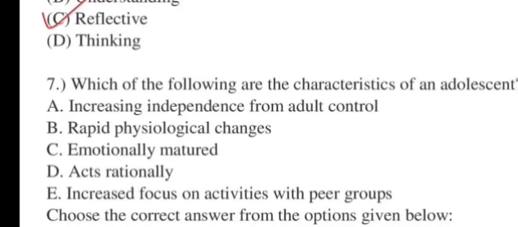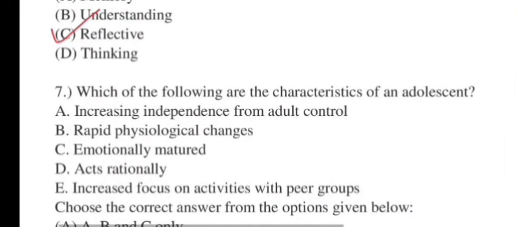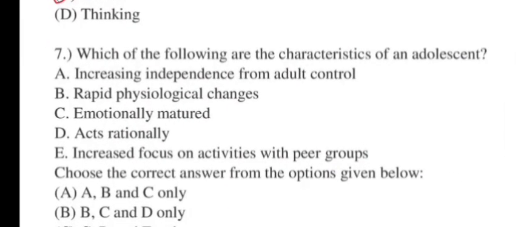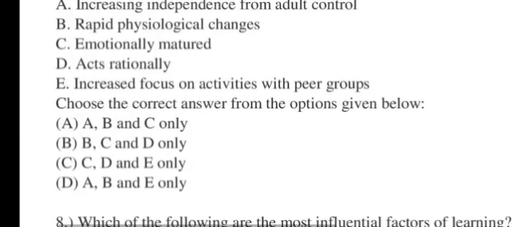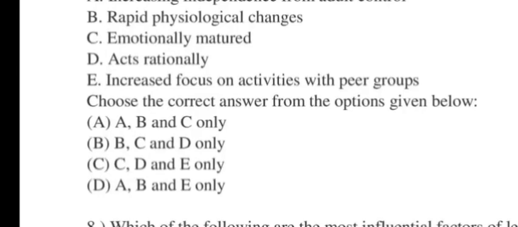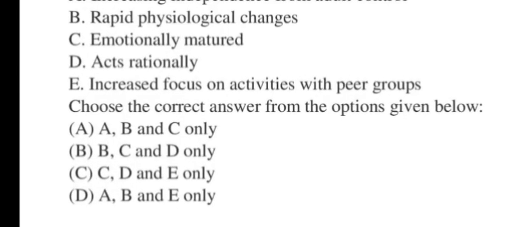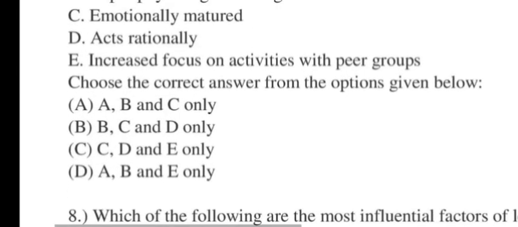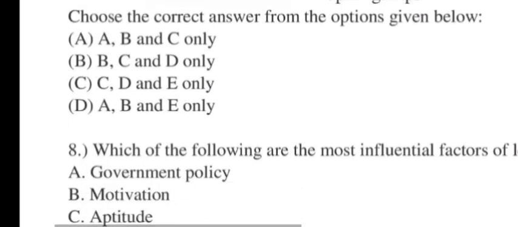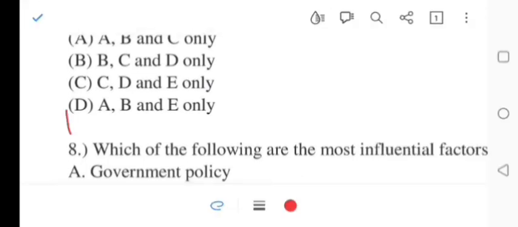7 says which of the following are the characteristics of an adolescent? A, increasing independence from adult control. B, rapid physiological changes. C, emotionally mature. D, acts rationally. E, increased focus on activities with peer groups. Now choose the correct answer. A, B, C; B, C, D; C, D, E; A, B, E. Question number 7, it will be A, B, and E. Number D will be correct.